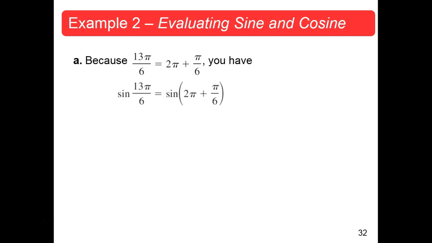13 pi over 6. You can divide 6 into 13 and you get 2 with 1 left over, right? So that would be 2 pi plus 1 pi left over. Well, because that's true, the sine of 13 pi over 6 is going to be exactly the same as, of course, 13 pi over 6 is that. So therefore, what can you tell me? That will also be the same as sine of what?